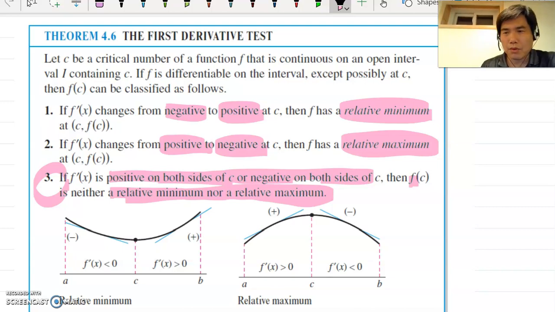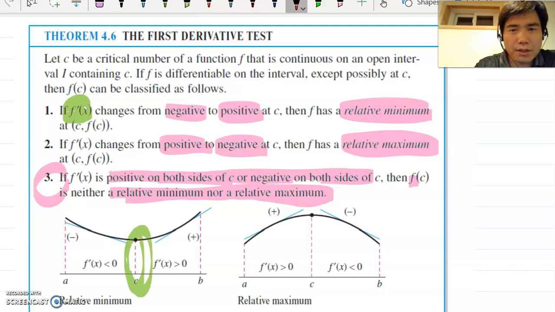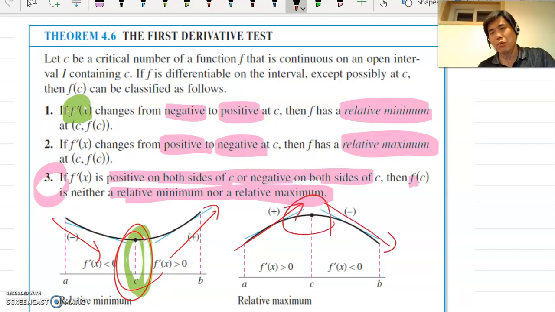So look at this picture here. We all know that f prime x means the tangent line slope. Just centering on some value c here, if one side is decreasing and the other side increasing, then this must be a minimum. And if the left side is increasing and the right side decreasing, then that must be a maximum. That's the whole point here.